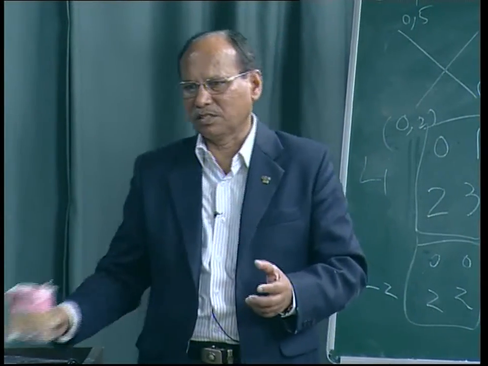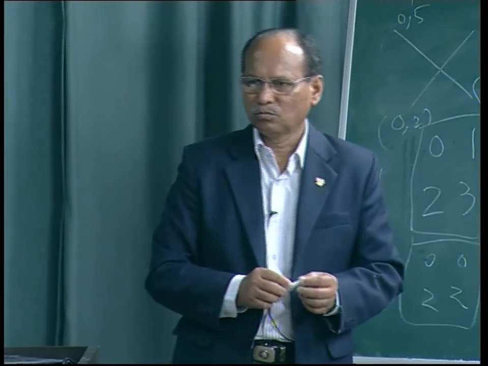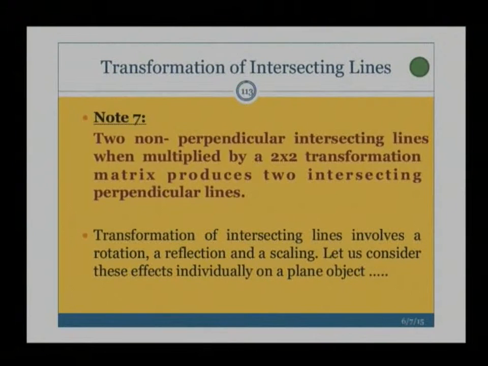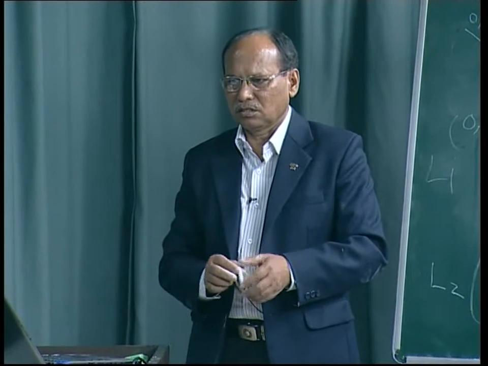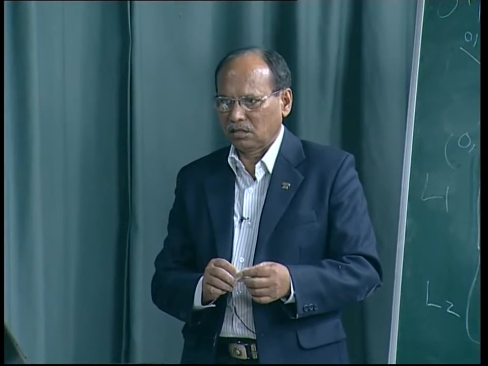After transformation, what has happened? Is it parallel or non-parallel? It is parallel, and the intersecting lines' angles are the same. What is the transformation matrix you are using? I have used 1 2 3, but any transformation matrix you can use.